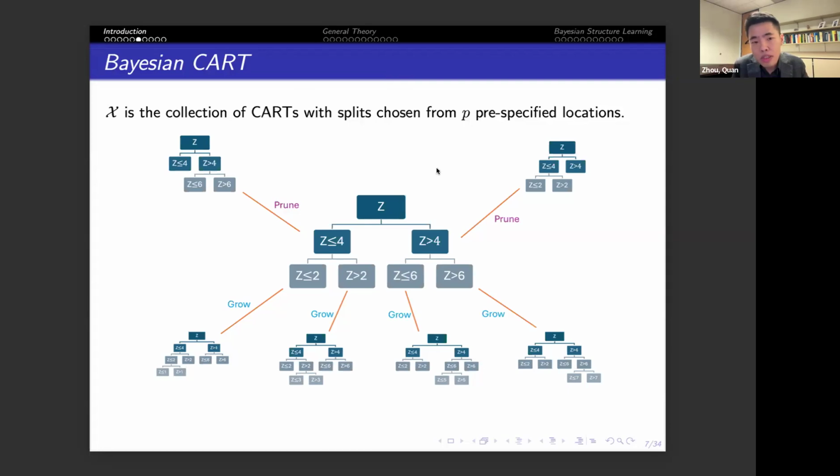And you can show that it is at least, say, exponential in p. But when we think about how we do MCMC, how we compute the posterior of this Bayesian CART, then usually what people do is that they consider two types of moves. One is called prune, one is called grow. For this example, let's say this numerical variable z takes values in 0 to 8, and we have 7 possible splitting locations, 1, 2, 3, 4, 5, 6, 7, and then this is our current decision tree. Then if you do the pruning, you can get these 2 possible decision trees, and if you do the grow, you can get these 4 possible decision trees. So in this case, again, the search neighborhood is going to be at most p, so it's going to be polynomial in p.